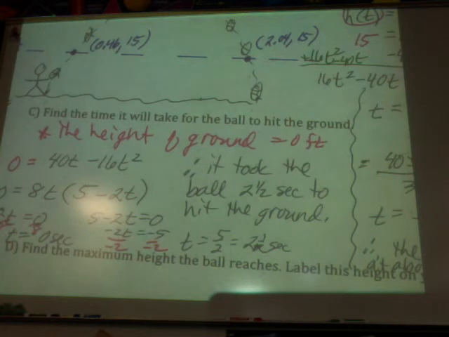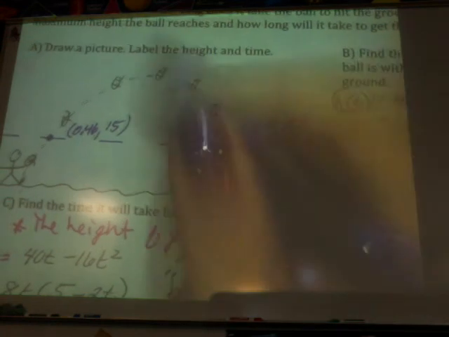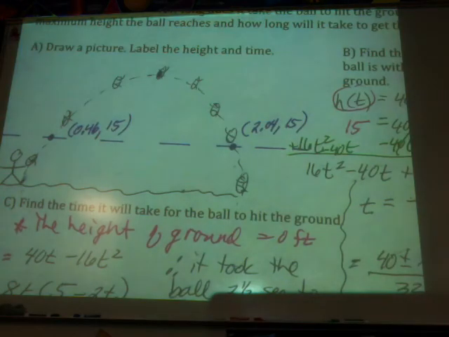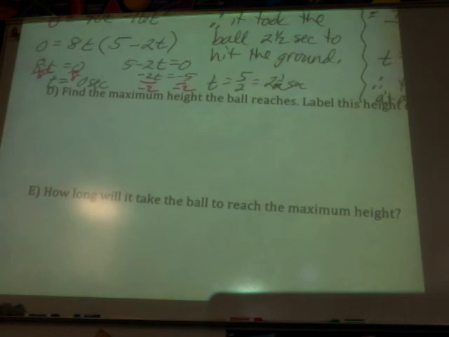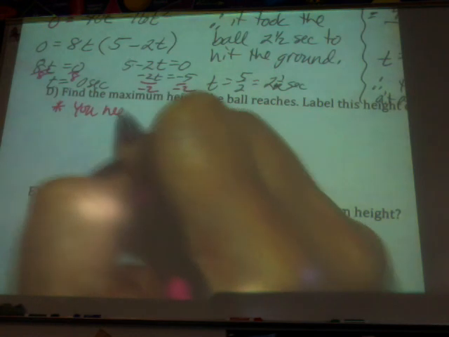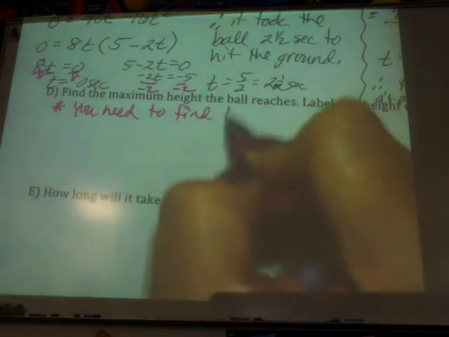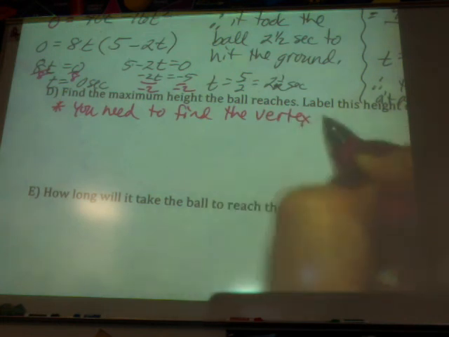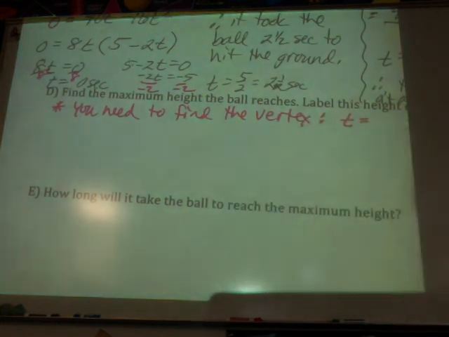Okay. And then the last question says find the maximum height that the ball reaches, and you need to label this height. So this maximum height would be right here. So we're going to label that point. We're going to come up with an ordered pair. So that point's the vertex. How do you find the vertex with a quadratic equation? So x, or in our case t, right? So you need to find the vertex, and that's using, in our case, we'll say t equals, instead of x equals, the opposite of b over 2a.